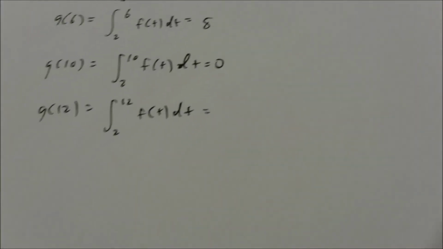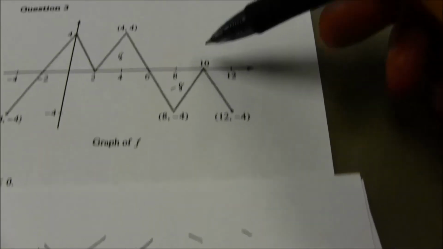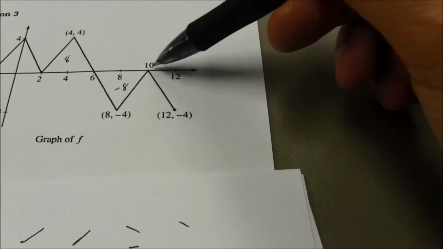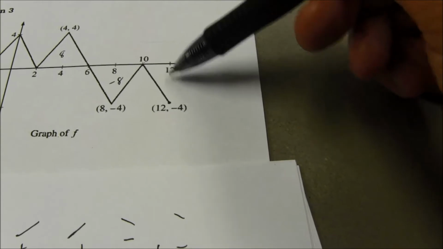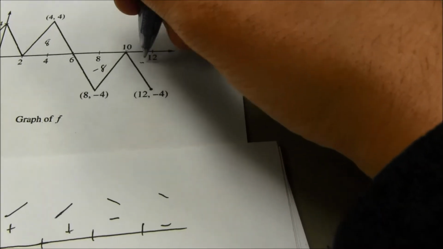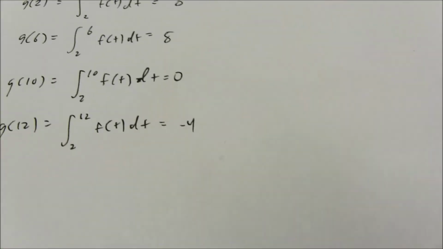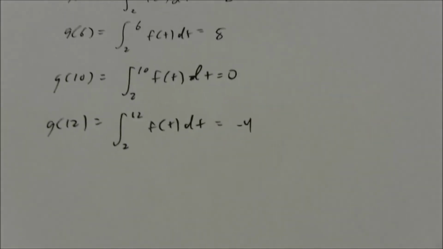And keep in mind, of course, that I can just add on to that last part there, because I know the integral up to 10 is 0. This is a 2 by 4, which should have an area of negative 4, or I guess an integral of negative 4. And so g of negative 12 is going to end up being negative 4.